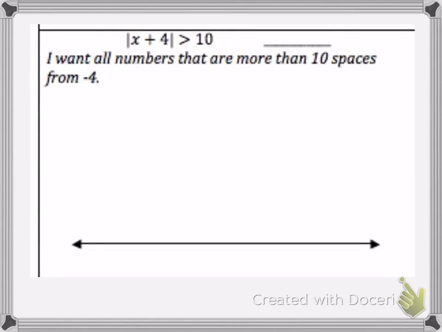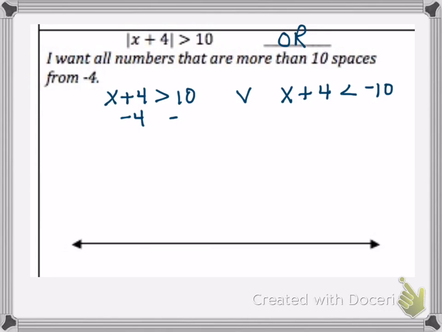So when we have the sum of x plus 4 being greater than 10, again, that's greater than, so we're thinking of the word or, and we want a union of sets there. I want all numbers that are more than 10 spaces from negative 4. So our possibilities are our original x plus 4 greater than 10, or we want values where x plus 4 is less than negative 10. So again, a flip of the relation symbol and the opposite number. Then we solve both those inequalities.